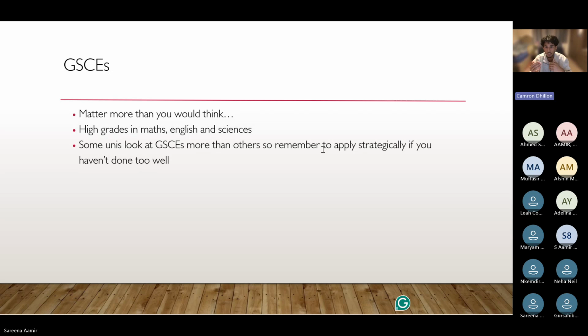Have a look at what the university wants and what they typically look for. Some place a big emphasis on the UCAT, some on your personal statement, and some on GCSEs. So if your GCSEs aren't that great, pick the other universities that look at different things.